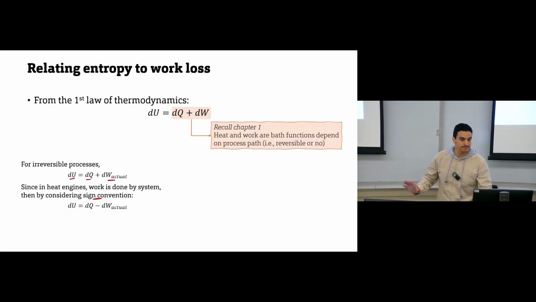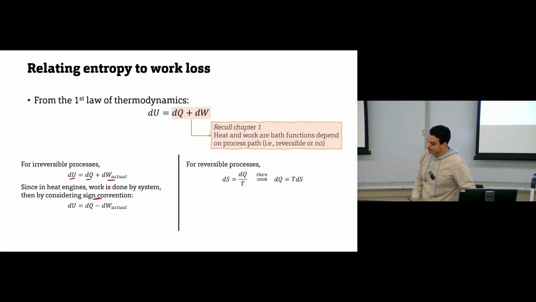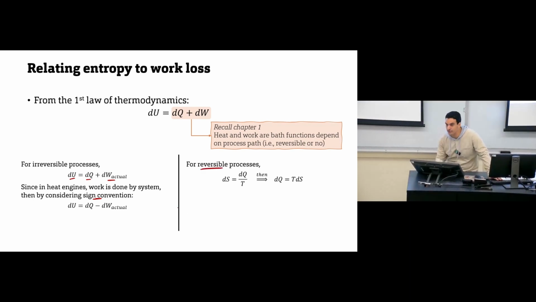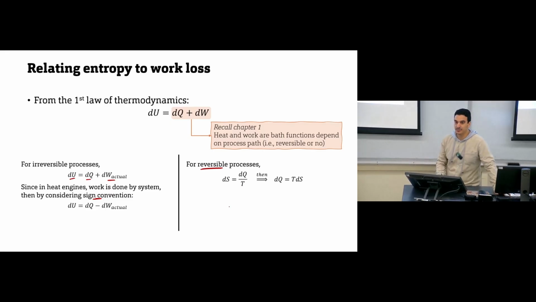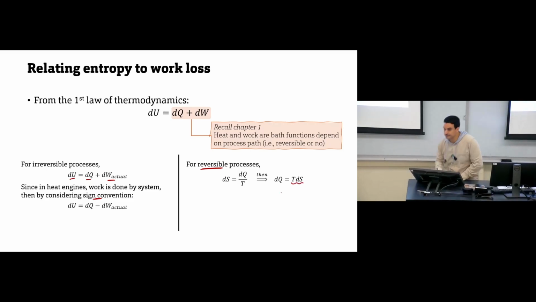So far it's clear? Okay. If we have a reversible process, we can rewrite the first law of thermodynamics. But before writing it, we need to recall from the previous lecture that for a reversible process, entropy is defined as dq by T. So dq for a reversible process is TdS.